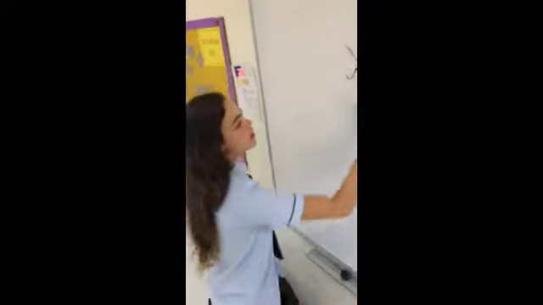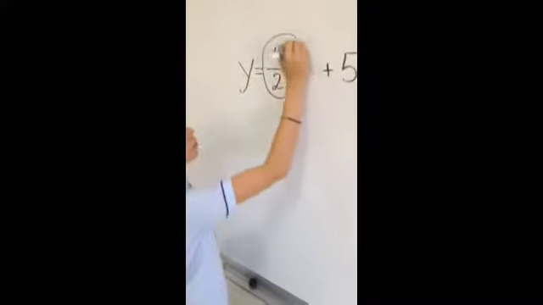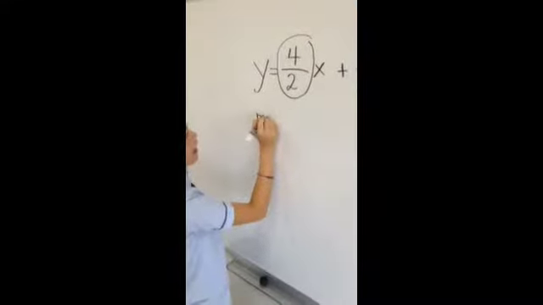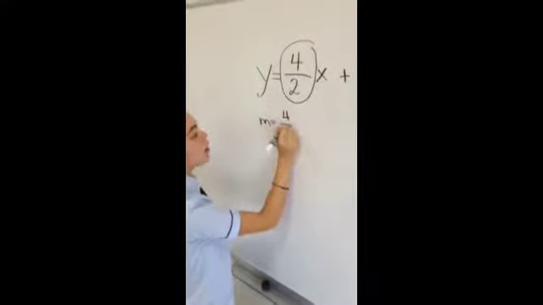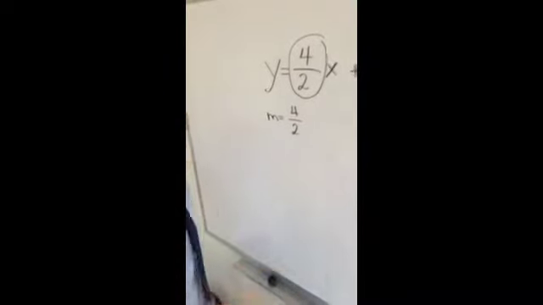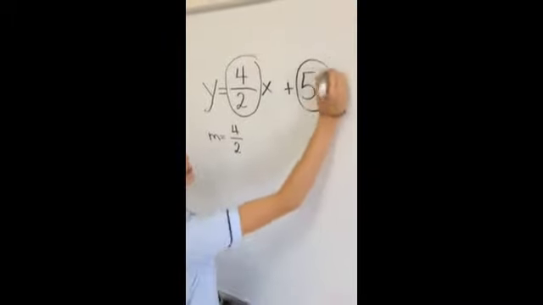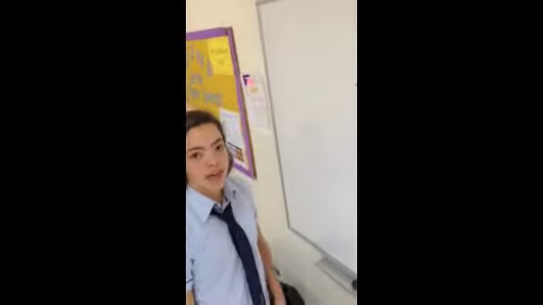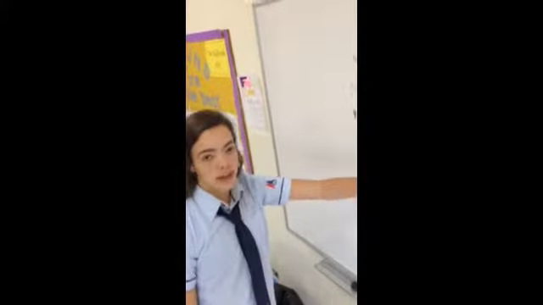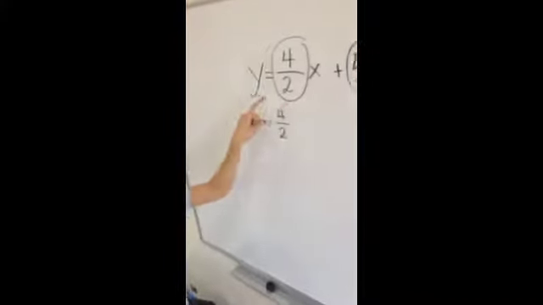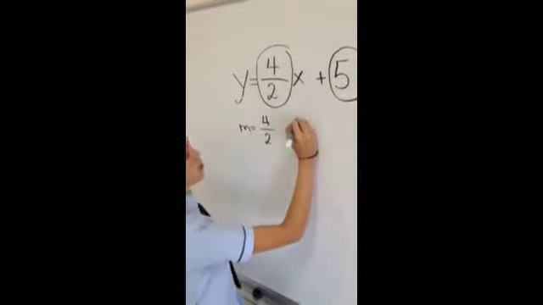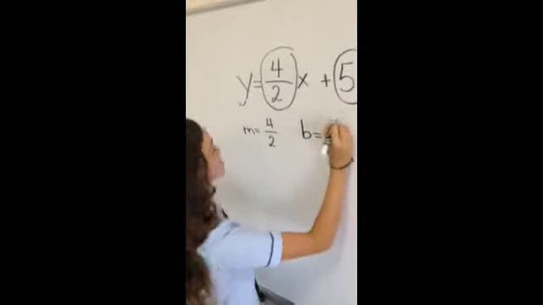Okay, so first, here's your equation. And as you can see, it's already arranged in the y equals mx plus b. M always goes before x. So we know that m, our slope, is 4 over 2. And the b is always the number without a variable after it. So in this case, it's 5. Make sure before you start naming your slope and your y-intercept that your equation is arranged in the y equals mx plus b form. So b, or your y-intercept, is 5.